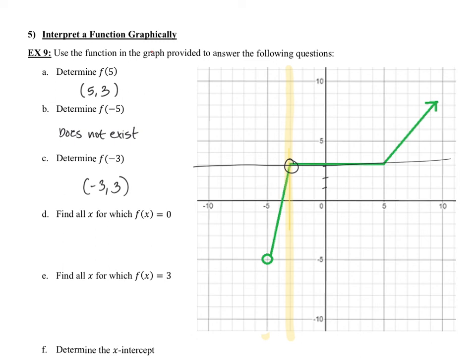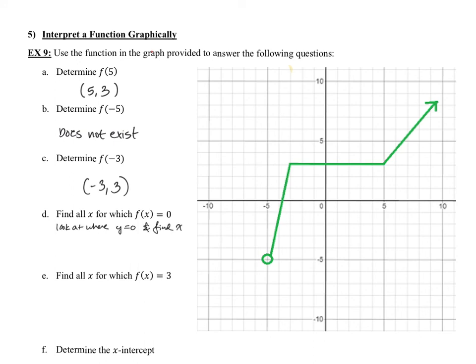Now, next we're looking at determine all x for which f of x is 0. What is this saying? So we're going to look at where f of x is 0. And what is that saying? That is saying where y is 0. So look at where y equals 0 and find the x values.